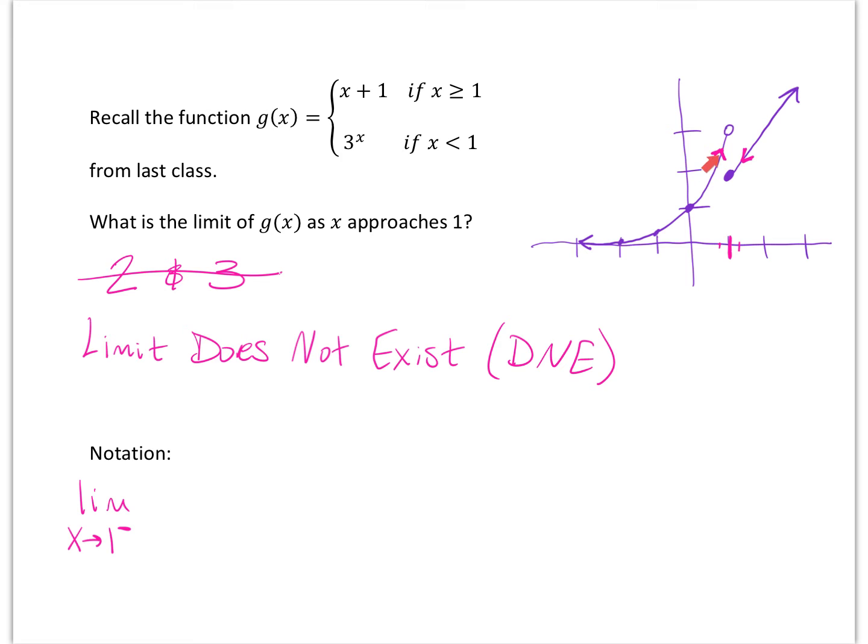So we're talking about this little ant right here. We went a little to the left of 1, put an ant on the graph, and it is marching towards 3. But then the ant that we started on the graph a little to the right of 1, so we say the limit as x approaches 1 from the right of g of x is 2.